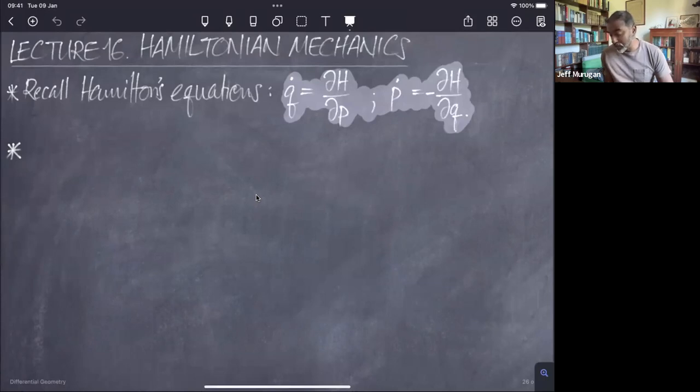And then I'm going to finish off the lecture by talking about a very important result called Noether's theorem, which relates symmetries of a system to conserved quantities.